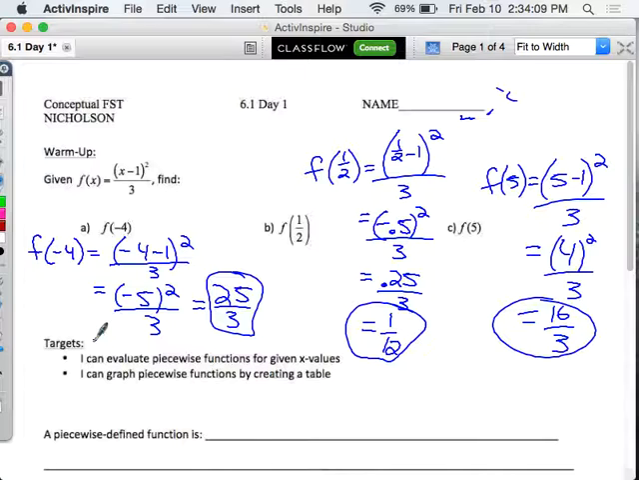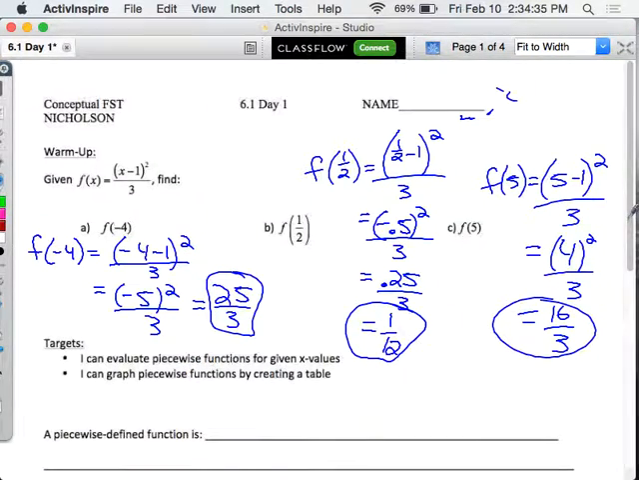All right, so today's target, we're going to evaluate piecewise functions for given x values. That means we're going to do like we just did in the warm-up. We're going to plug in x values to equations and figure out what it equals. And we're going to graph these things, putting multiple different equations on the same graph. The easiest way to do that is by making a table. Anytime you're confused on how to graph any equation out there in the world, make a table.